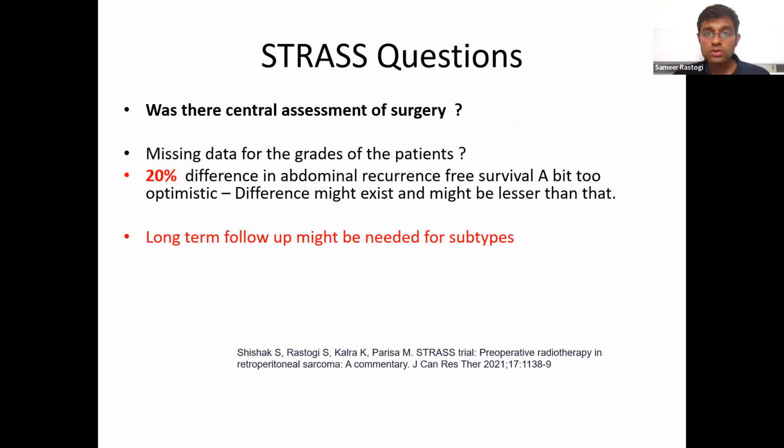There was no central assessment of surgery. I mean, all the institutes have different expertise. However, they were all institutes from Europe and the US, so probably their quality was up to the mark. They were missing data for grade. And during their sample size calculation, they thought there would be a 20% absolute difference between neoadjuvant radiation and no radiation, which was a bit too optimistic an assumption. But still, long-term follow-up is awaited, and let's wait for it.